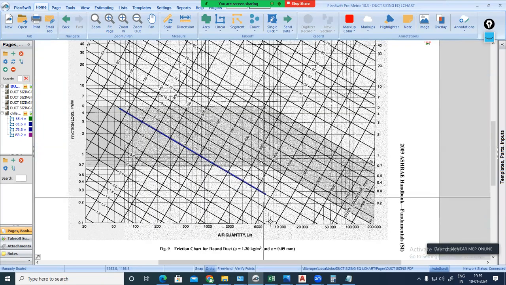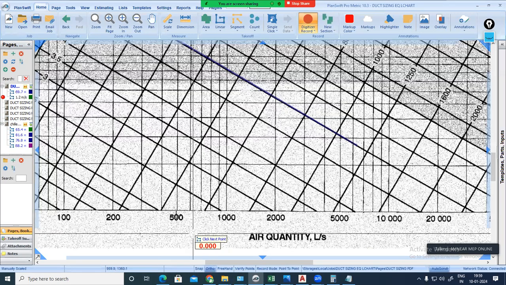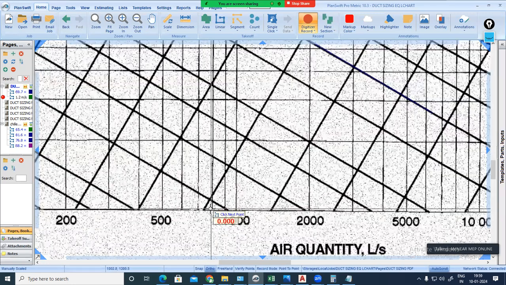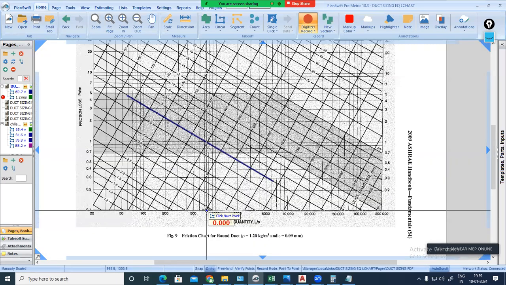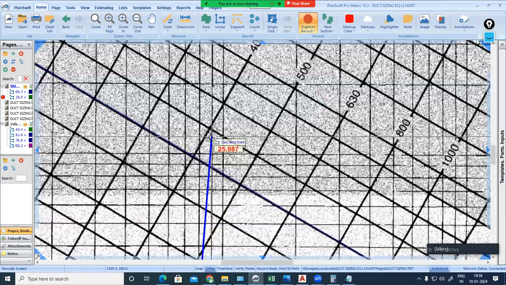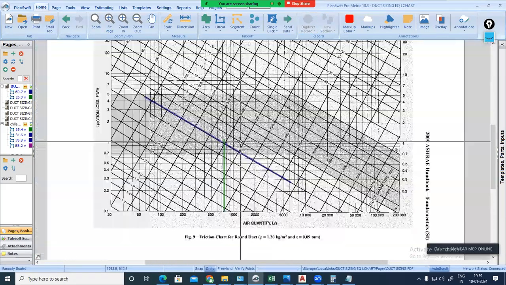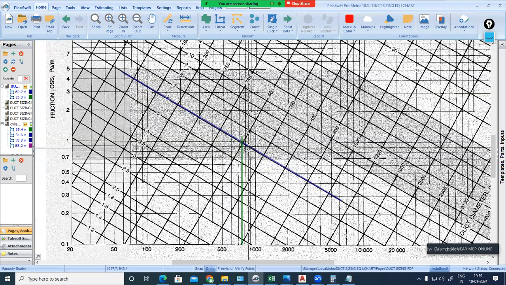And what's the flow rate we need? Starting branch flow rate is 760 liter per second. Where will we get 760? This is 500, 600, 700, 800. In between 700 and 800, middle side 750, slightly above here you will be getting 760. Make a straight line that will be coinciding on this point. There you can find the duct diameter and at the same time the head loss as well.